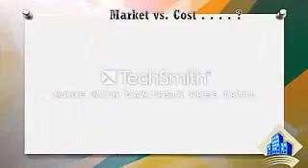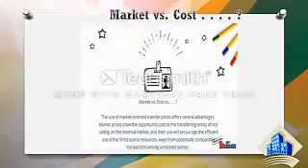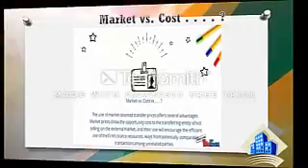Market versus cost. The use of market-oriented transfer pricing offers several advantages. Market prices reflect the opportunity cost for the transferring entity of not selling in the external market, and their use will encourage the efficient use of scarce resources, while also making transactions comparable among the channels.